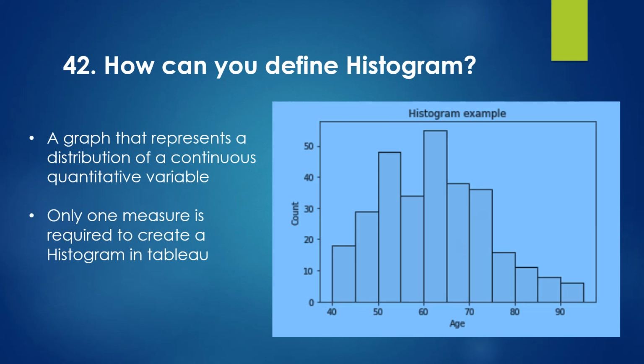Next, we have how can you define a histogram. So a histogram is a graph that represents a distribution of continuous quantitative variable. For example, in this image, you can see the different bins of age and the count of each bin. And in Tableau, only one measure is required to create a histogram.